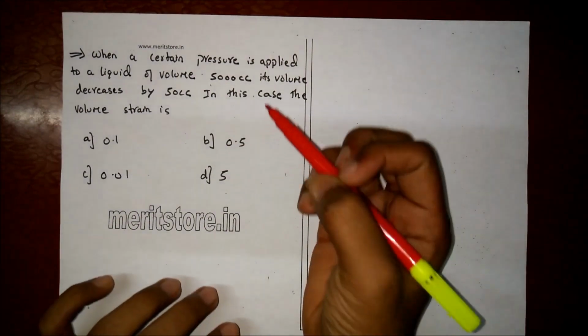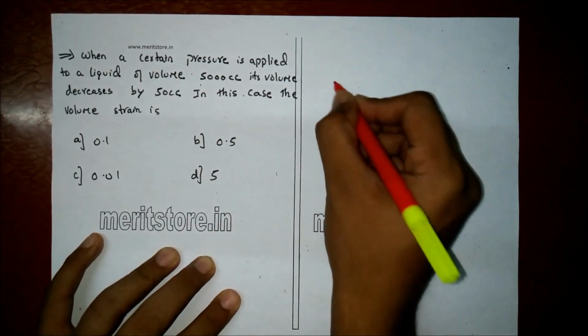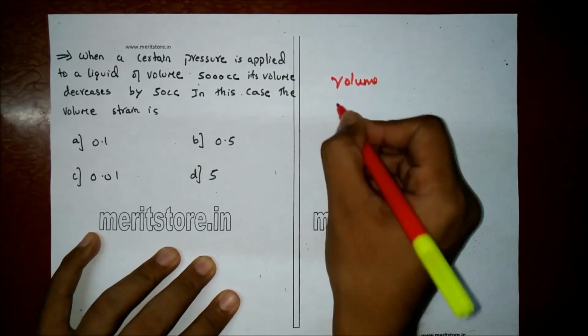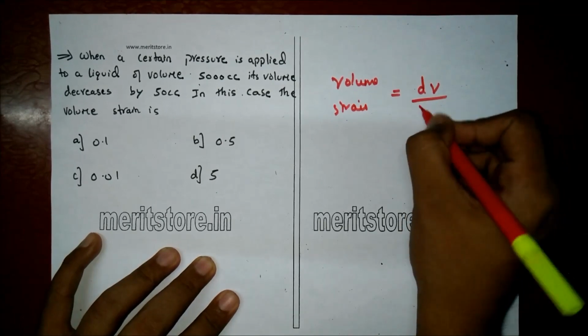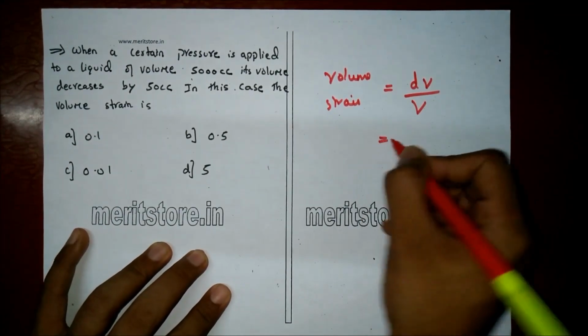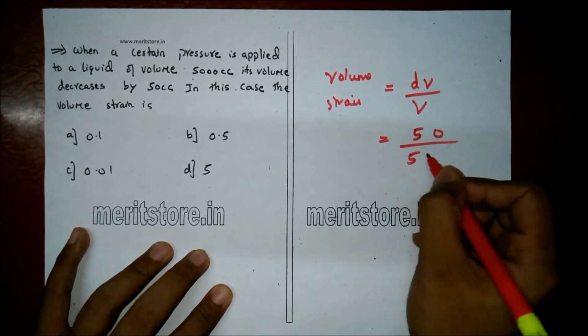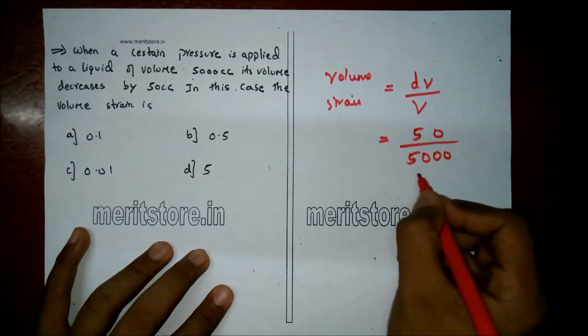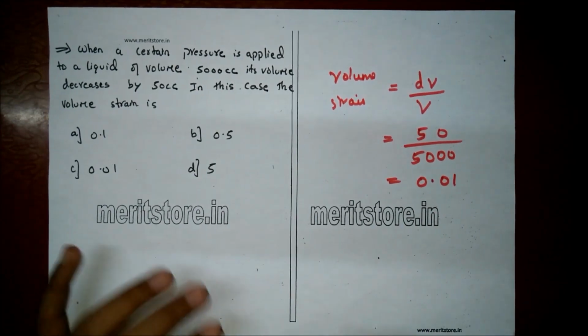Now, since both the values are in cc, we won't convert it into liters. Therefore, the volume strain is given by dV upon V. Now the change in the volume or the volume decrease is 50, therefore 50 upon the volume, which is 5000, which gives the answer as 0.01. Therefore here the correct answer is option C.